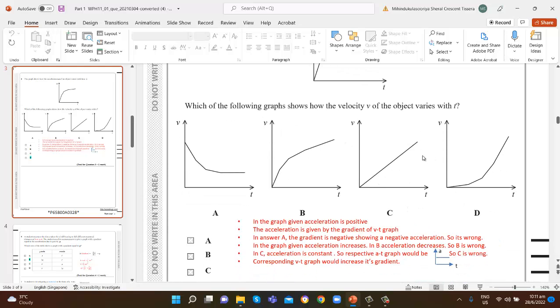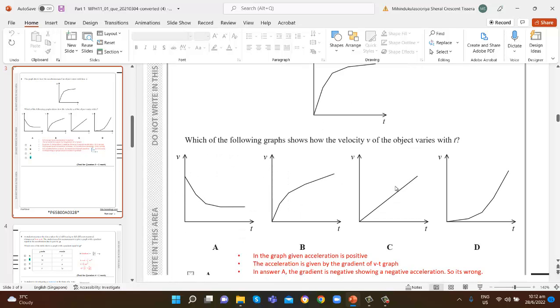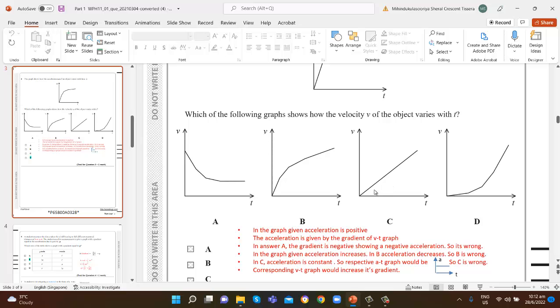Now see, in the graph given is acceleration. But you know that acceleration is positive. How do you know acceleration is positive? The graph is giving you a positive gradient. Positive gradient means that with the x-axis, the graph is making an acute angle. So this is a positive gradient. So in the graph, acceleration is positive. When you transfer acceleration to Vt graphs, acceleration is the gradient of the Vt graph. When you go to A, the gradient is negative. So you cannot take A.